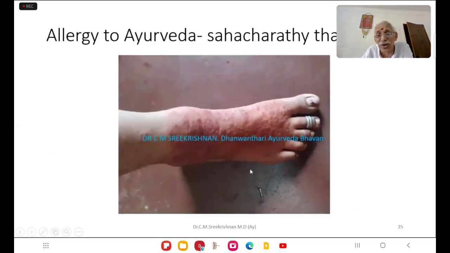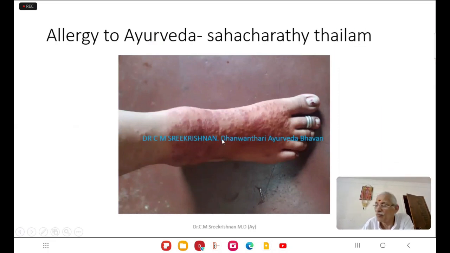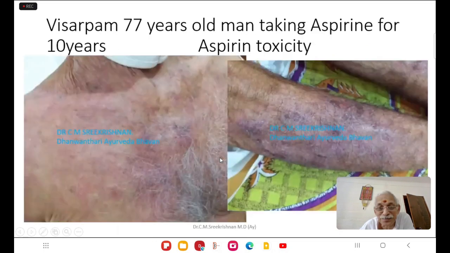And here it is allergy to Sahacharadi. Normally this lady had only slight pain. One doctor prescribed Sahacharadi. Even though the pain was reduced, she was always applying the Sahacharadi Thailam on the skin. For 6 months she applied the Sahacharadi Thailam, and gradually it caused this. And after the Sahacharadi Thailam, she was applying soap also, and it caused allergic dermatitis. So nowadays it is the present condition.